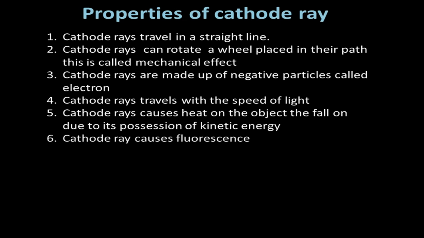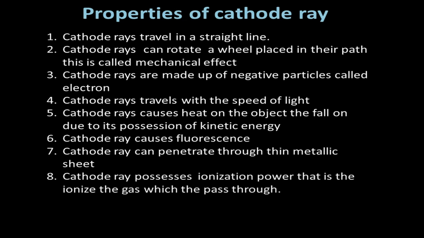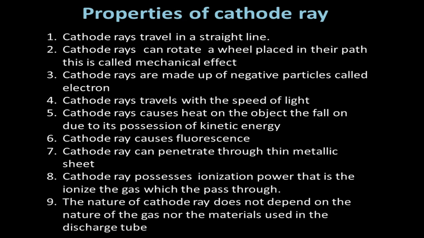Cathode ray causes fluorescence. Cathode ray can penetrate through thin metallic sheets. Cathode ray possesses ionization power. That is, they ionize the gas which they pass through. The nature of cathode ray does not depend on the nature of the gas nor the material used in the discharge tube. That is, the cathode ray does not depend on the nature of the gas nor the materials which the discharge tube is made up of.